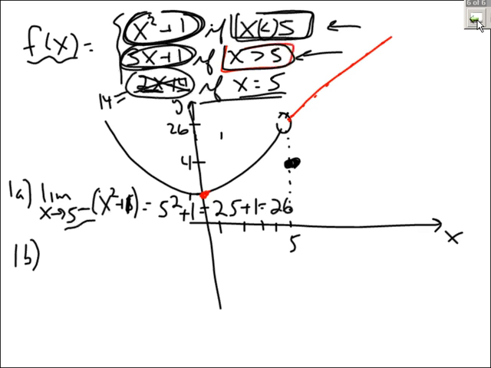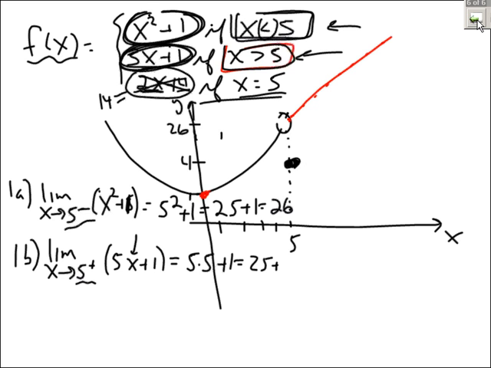But finding out what it is, that's one way of saying it exists. The limit as x goes to 5 from above. Well, if you're more than 5, you use 5x plus 1. When you substitute this number in for x, you get 5 times 5 plus 1, 25 plus 1, which is 26. So 1b has been verified.